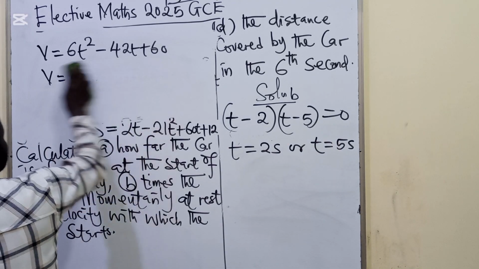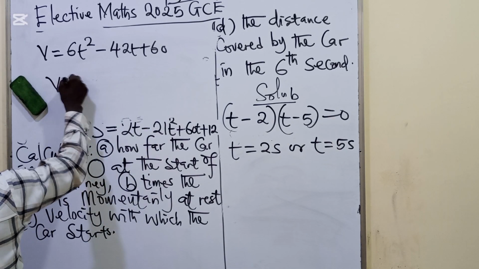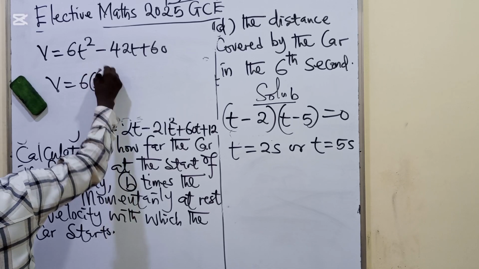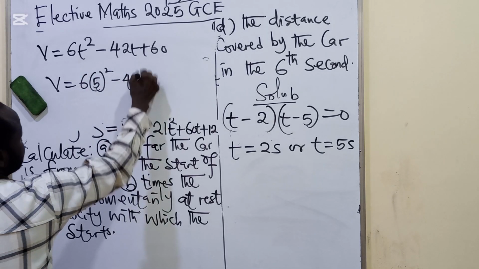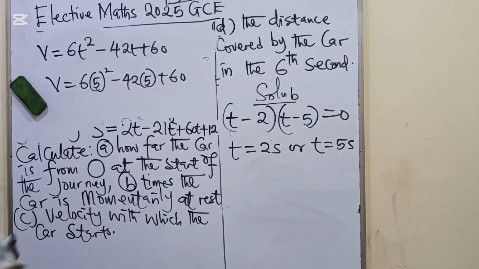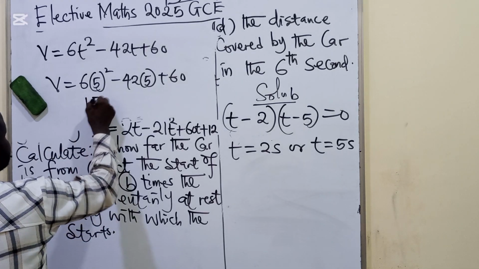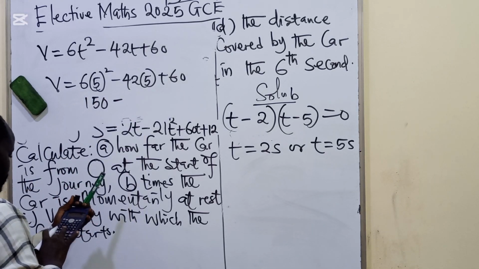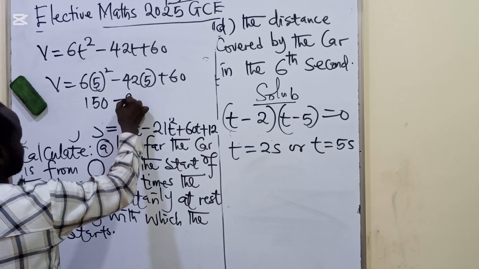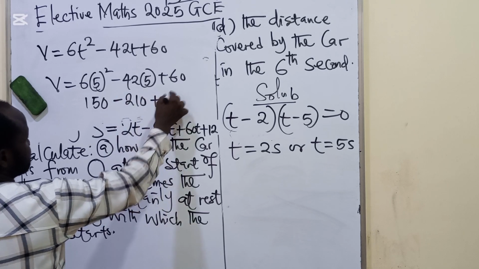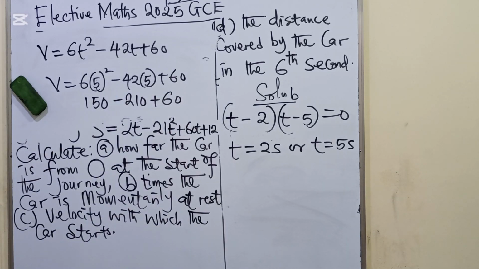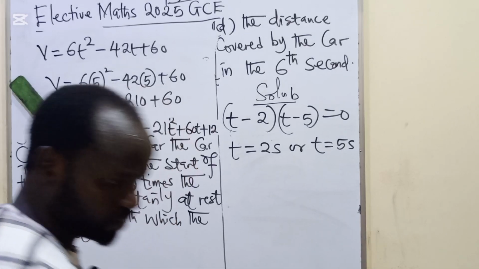Okay, when t is 5, what will be the velocity? Let's use t is 5. V now will be equal to 6 into 5 squared minus 42 into 5 plus 60. Let's check this. 25 times 6, that's 150, minus 42 times 5, that's 210, plus 60. It will still give us 0. The velocity with which the car starts, it will be 0.